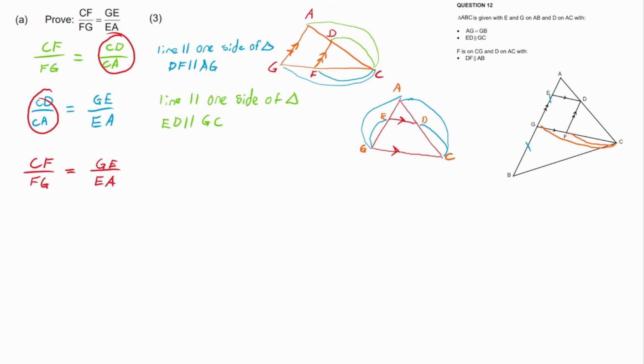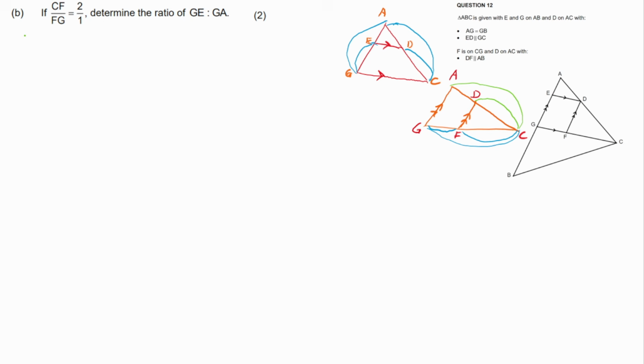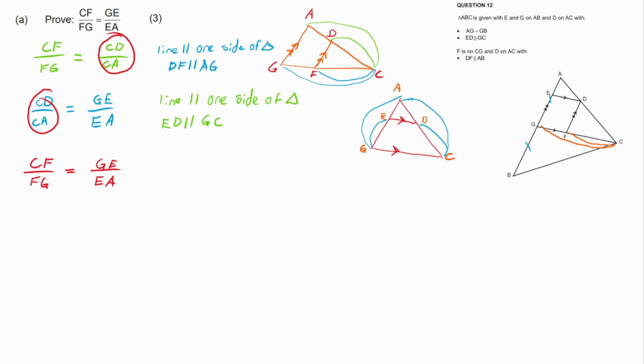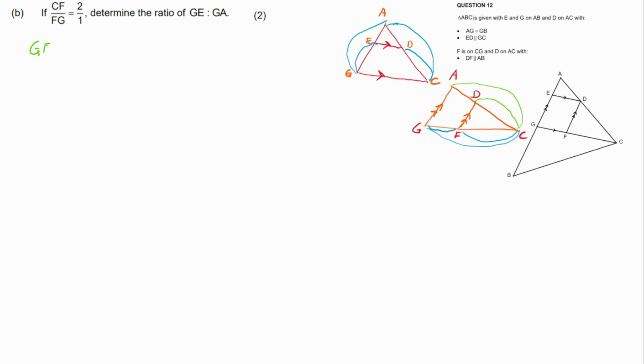So what we need to do is use what we had before, where CF over FG is equal to GE over EA. So I'll write that for us. So we know that GE over EA is equal to this. Because these two are equal, we know that GE over EA must be 2 over 1 as well. So we know what GE over EA is: 2 over 1.